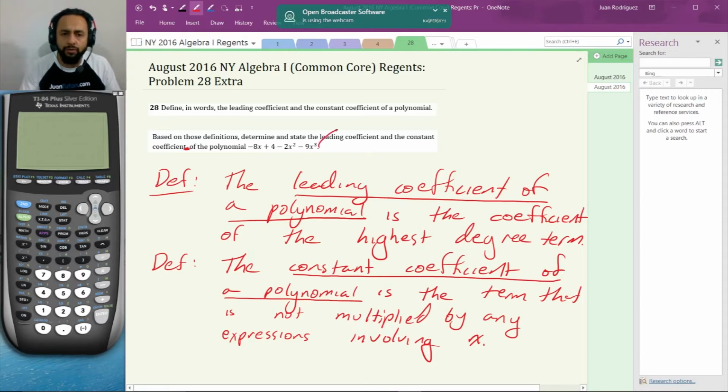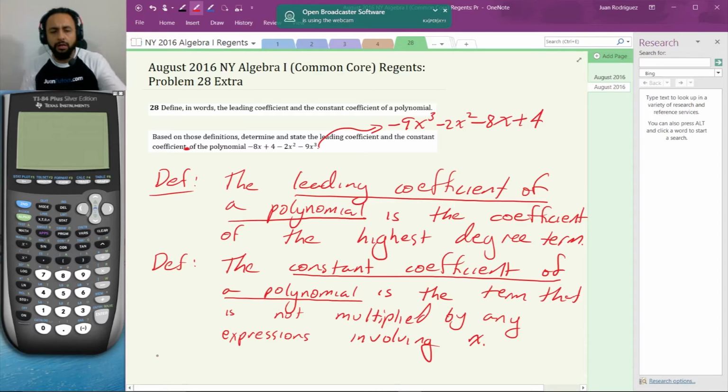I do always recommend that you put this in standard form, so you can visually see what the leading and constant coefficients are. So the exponents are 1, 0, 2, and 3. So the leading term is -9x cubed. The next term is the squared term, minus 2x squared. The next term is the degree 1 term, it's minus 8x. And then the next term is the constant term, the term that's independent of all x's, which is 4. Notice that 4 is not being multiplied by any values of x.